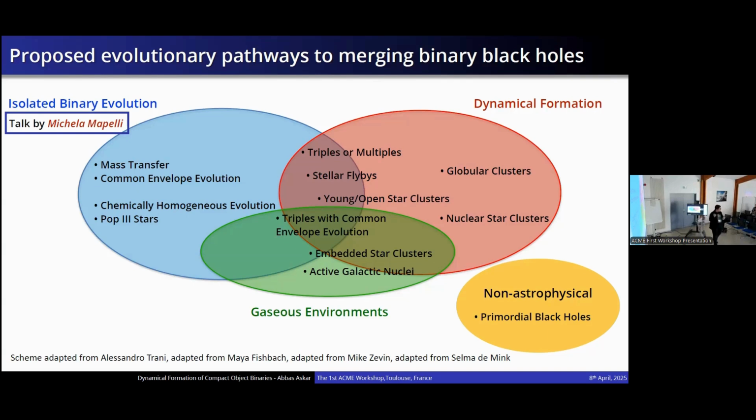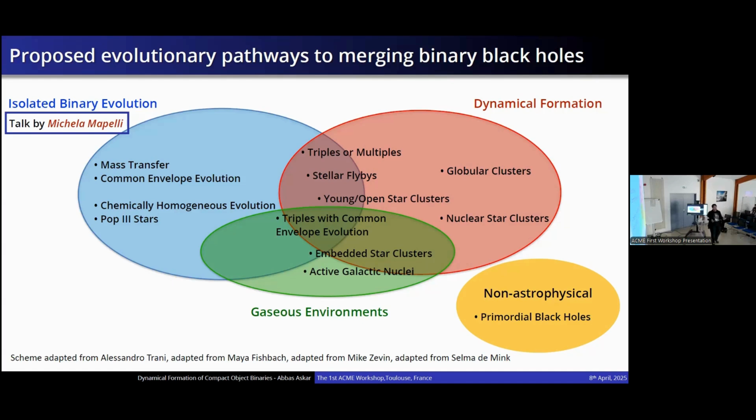On the other side, there are also these dynamical channels, and then also channels which operate in gaseous environments. And this diagram might be misleading. It might make you think that these dynamical channels are immune from all the uncertainties which Michaela described, but that's not actually true. These channels provide complementary ways to form binary black holes, and there are some processes there which can help bring together binaries and merge them within the age of the universe. But some of these uncertainties which affect isolated binary evolution can also affect dynamical channels.